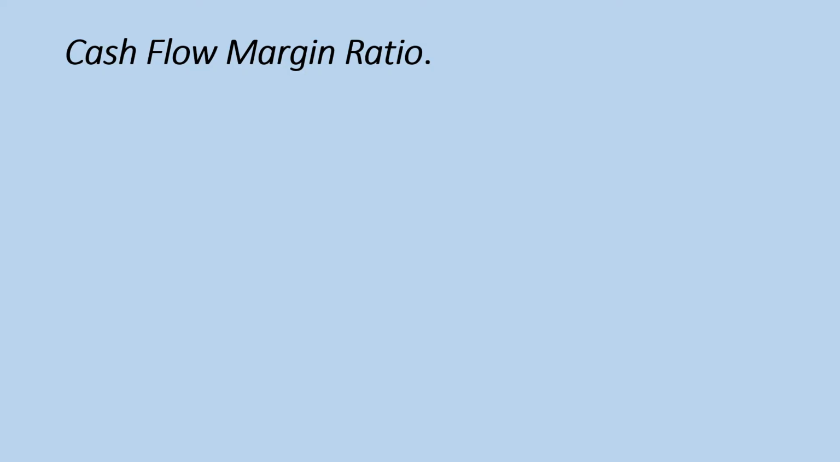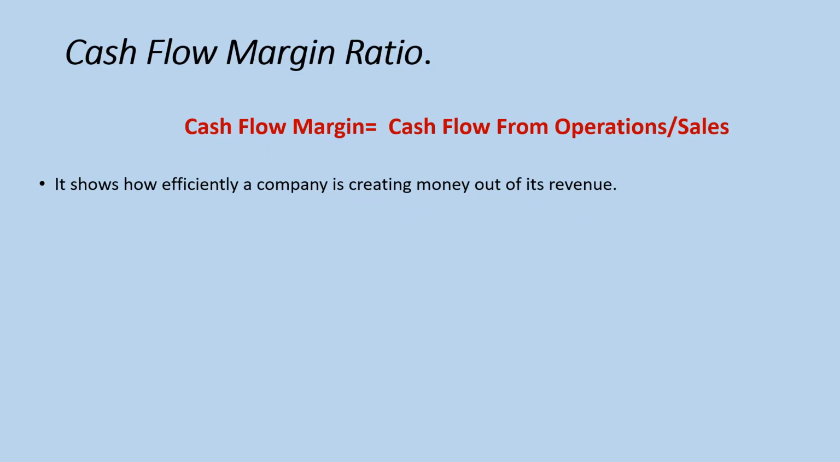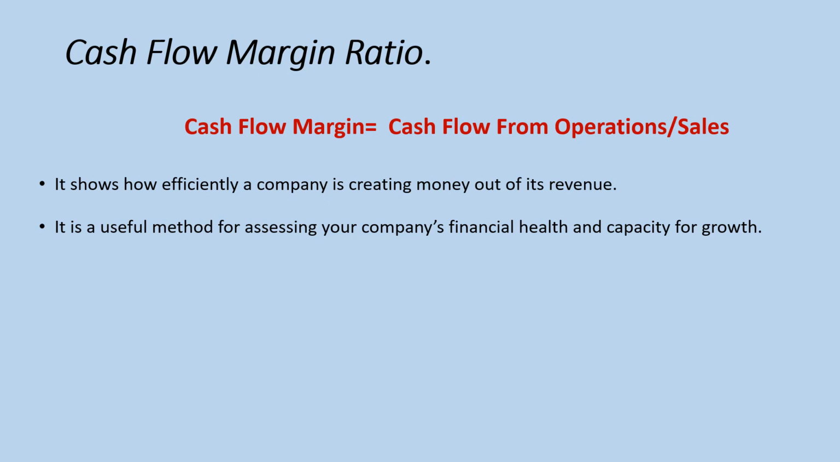Operating cash flow margin is a key indicator of performance. It is a profitability ratio that measures cash flow from operating activities as a percentage of total sales revenue in a given period. It shows how efficiently a company is creating money out of its revenue. It is a useful method for assessing companies' financial health and capacity for growth.